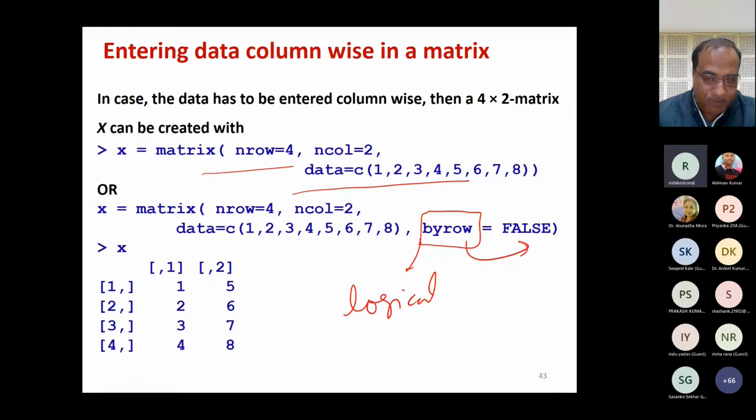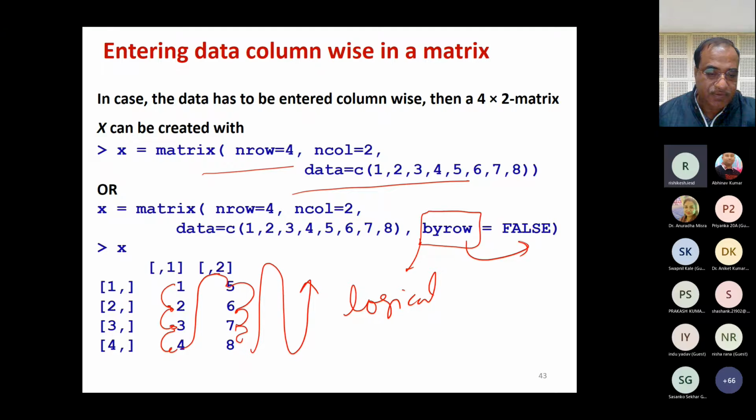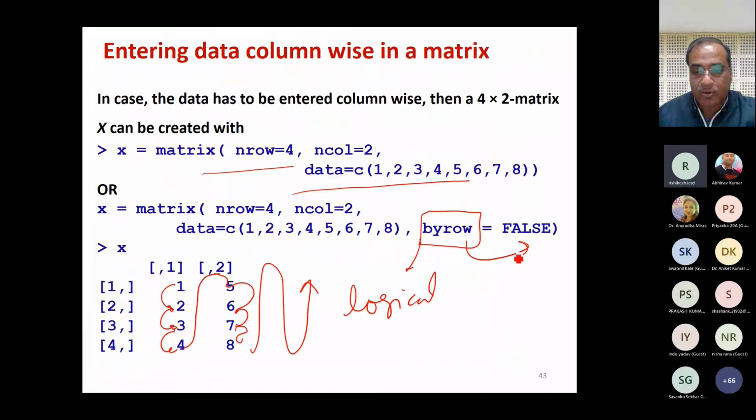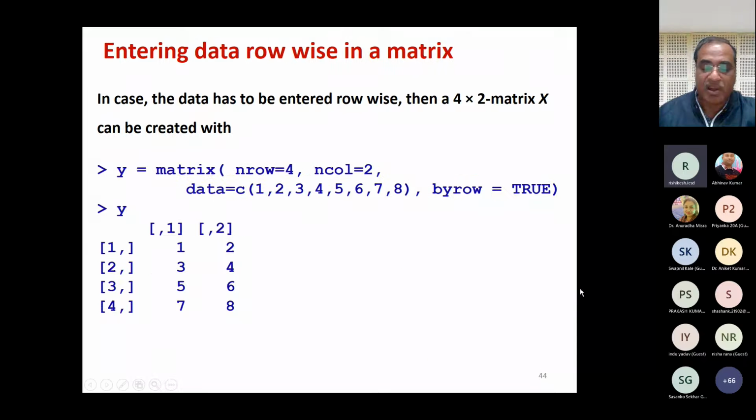So if the data is not to be arranged row-wise, what is the option? The data is going to be arranged only column-wise, and that is the default. You can see in this case, the data will come out as 1 to 2, 2 to 3, 3 to 4, 4 to 5, then 6, then 7, and then 8. So this is column-wise, and this is the same thing you used in this command. So byrow equal to FALSE is the default, which you have to keep in mind.